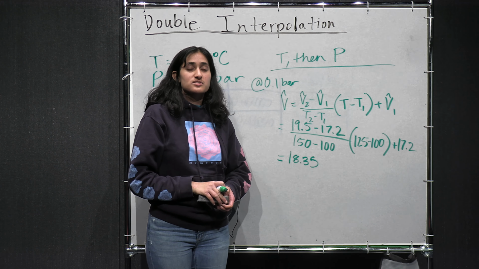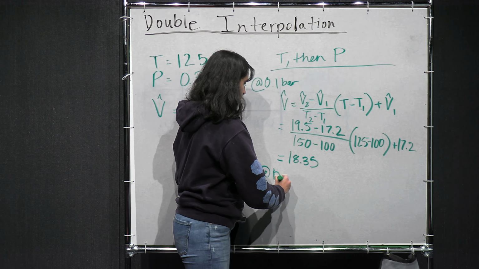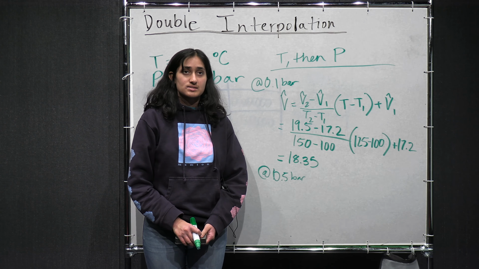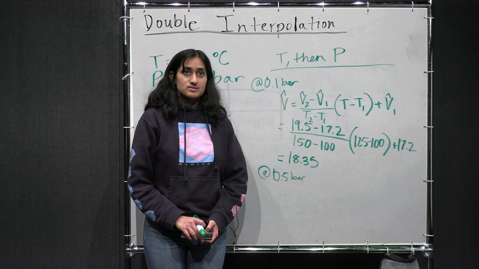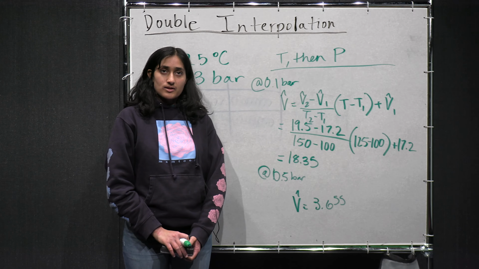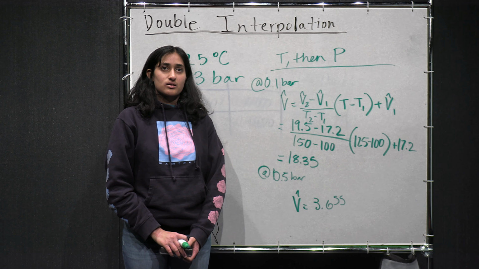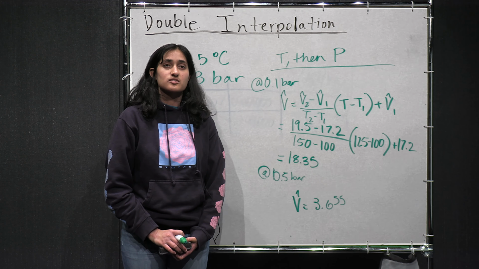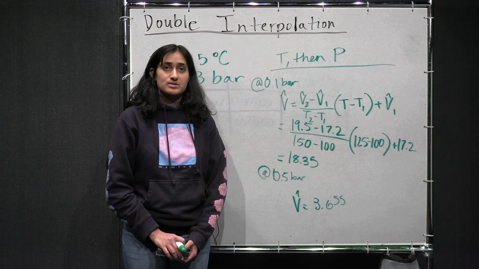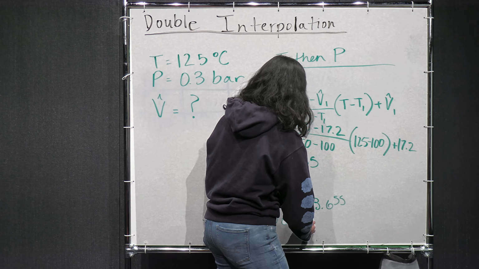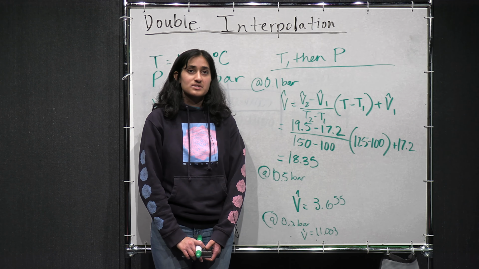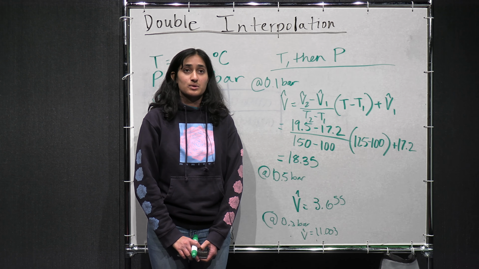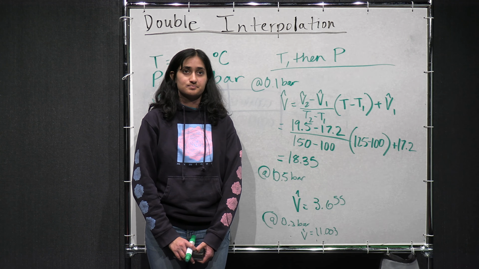By a similar process, we interpolate at 0.5 bar between 100 and 150 degrees Celsius at 125 degrees Celsius, getting 3.655. Our final interpolation will be in our column of 125 degrees Celsius, and we'll interpolate between 0.1 and 0.5 bar, getting 11.003. Obviously, you would round these values to have the same number of sig figs as in the table. We're not rounding here so that you can see all of the digits from the interpolation.